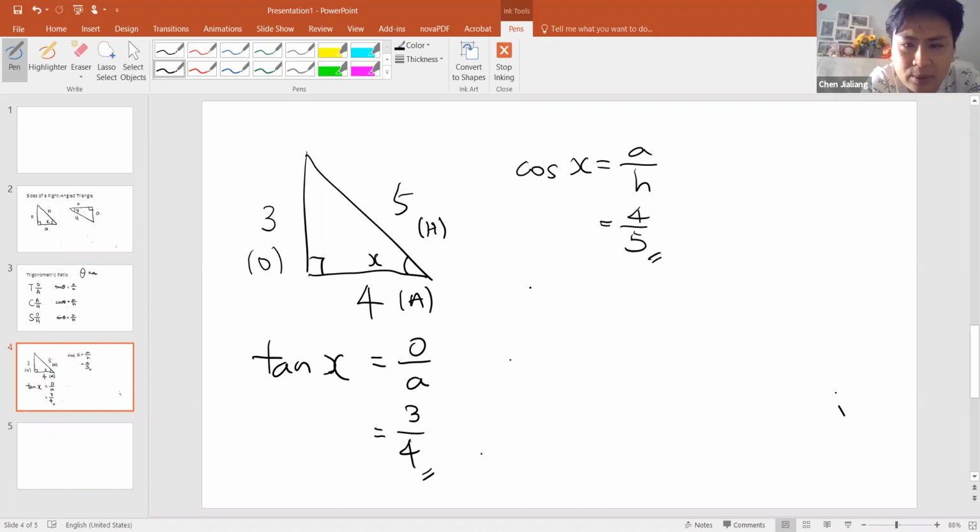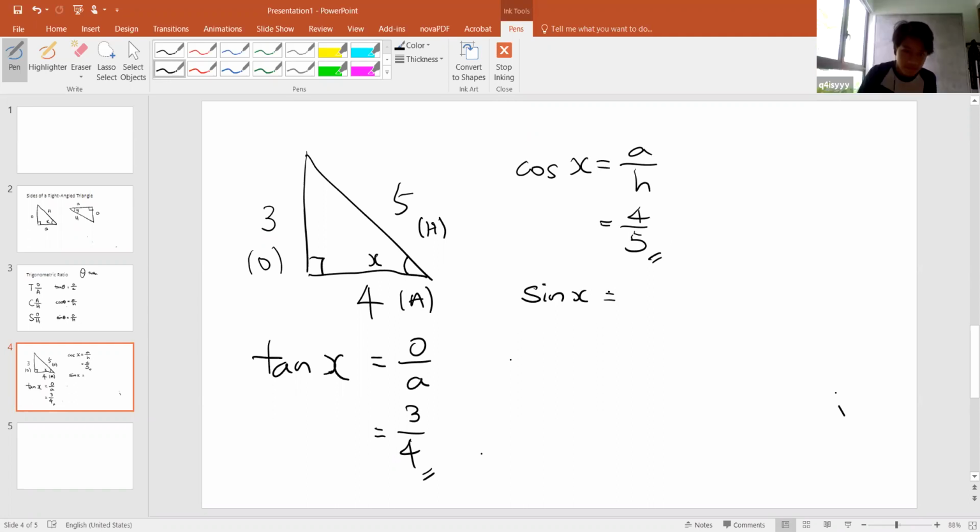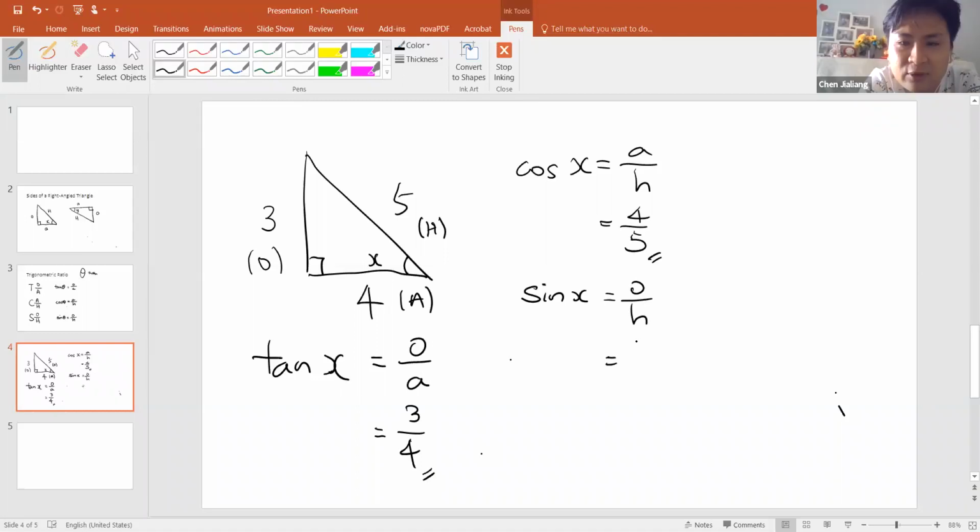The last one will be your sine x. What's the formula for sine x? 3 over 5. So the formula is O over H, right? Then if you apply the formula, it's 3 over 5. Are we clear about this?